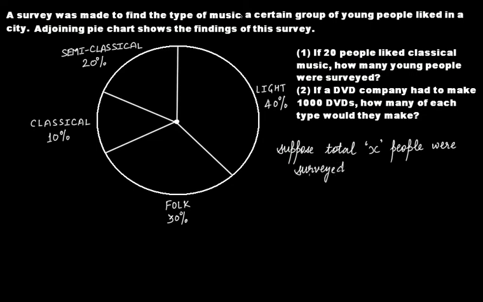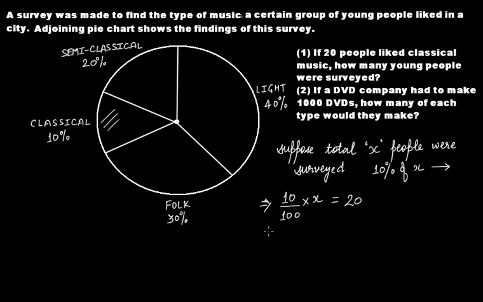Okay, now 10% of X. This will be written in this form: 10% of X has to be equal to 20. Why? Because it's given here, if 20 people like classical music, so this is a portion of classical music. So if the total young people that were surveyed is X, then 10% of X is equal to 20.